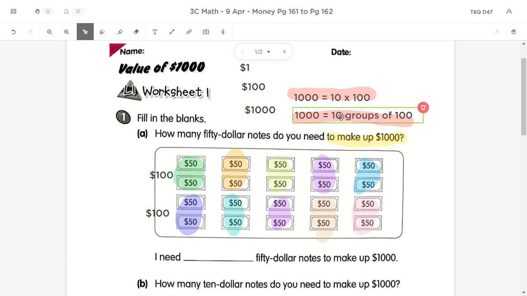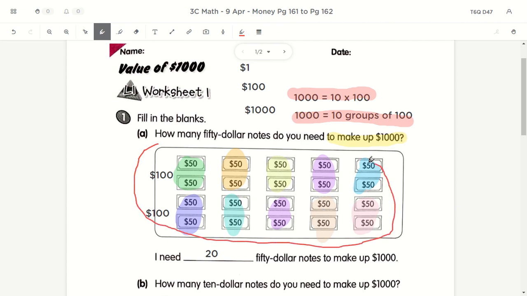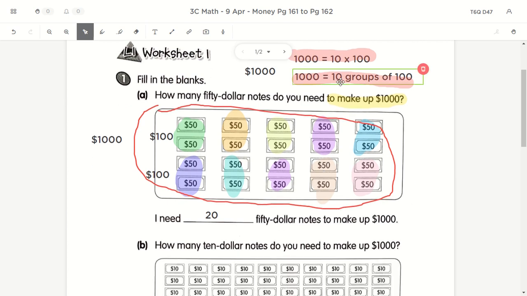So let's count how many $50 notes we have to make up to 1000. I have 1, 2, 3, 4, 5, 6, 7, 8, 9, 10, 11, 12, 13, 14, 15, 16, 17, 18, 19, 20. So actually I need 20 $50 notes to make up to 1000, because we know that everything here gives me $1000, right? So to be clear, we know that 1000 is 10 groups of 100.